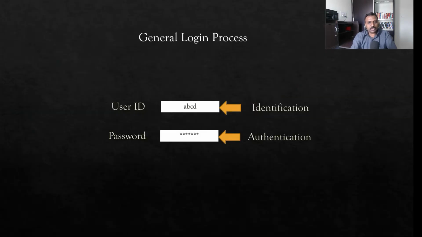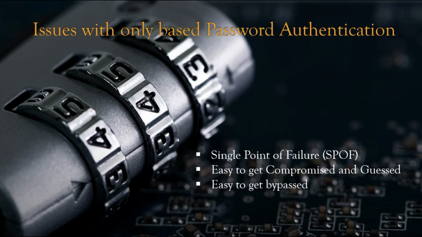Once we go into the login process, all the applications we are logging into use a user ID and password in general. The user ID is called the identification part, that is the name of the person or the name of the entity, and the password is the authentication mechanism, used as a secure way to log into the system. But when using the password, there can be multiple failures.